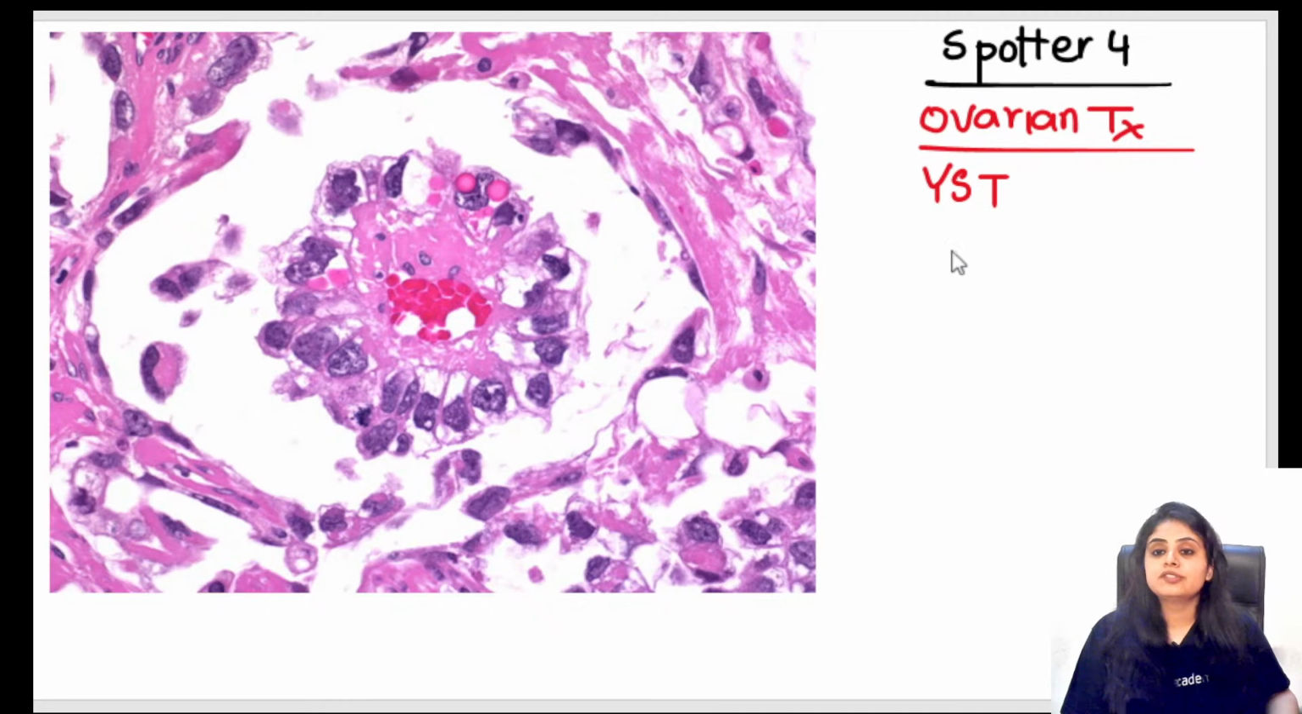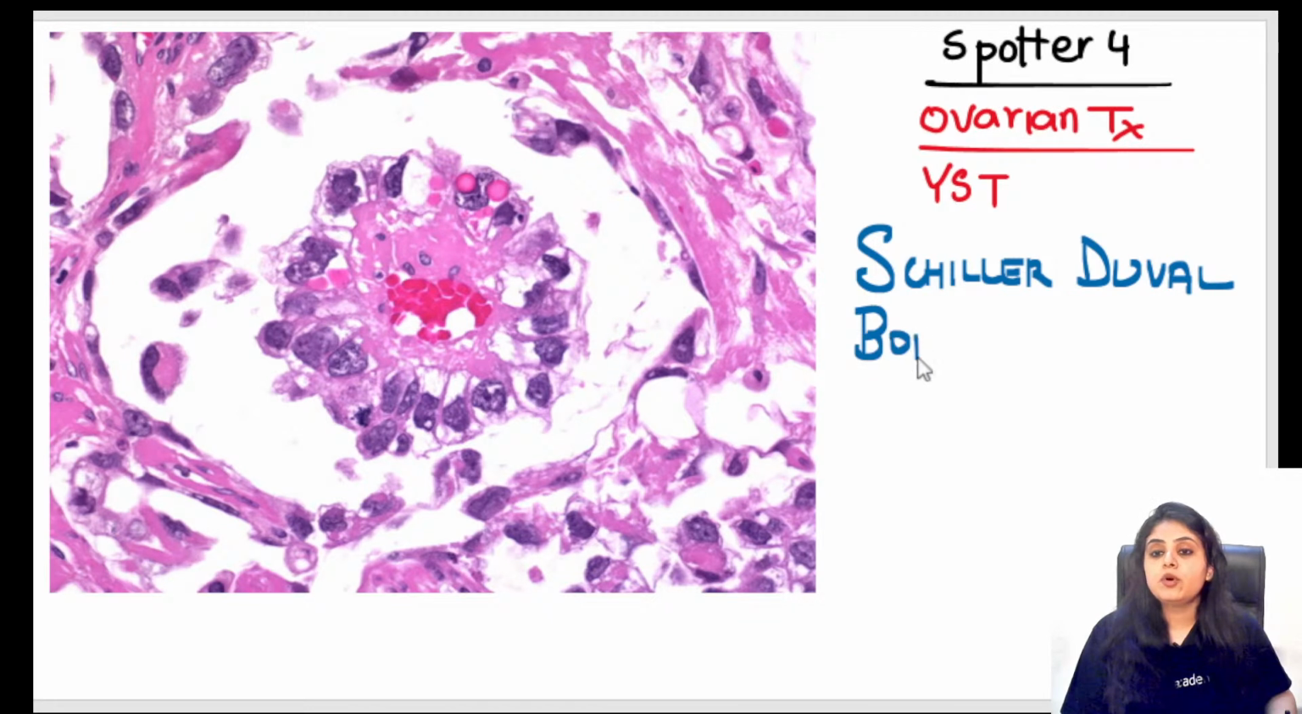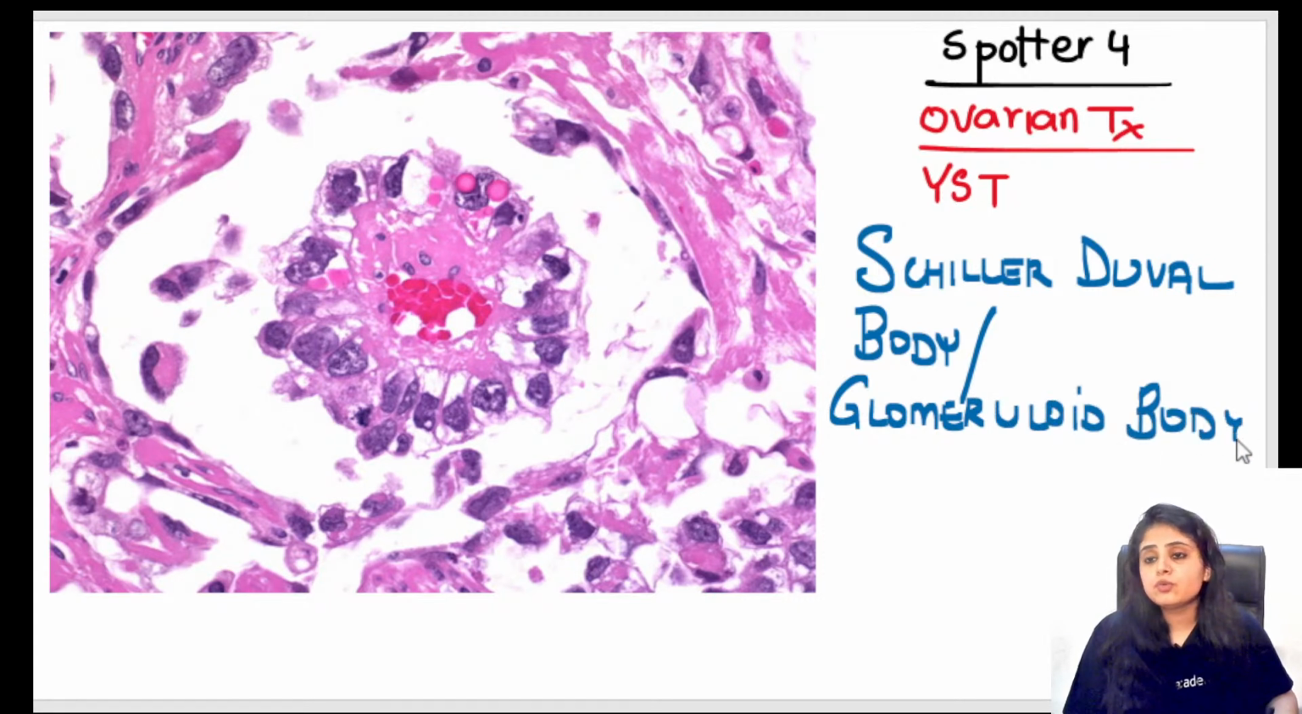Why do I call it yolk sac tumor? Because this entire appearance that I'm seeing over here is known as a Schiller-Duval body. What's the other name, guys? What's the other name of a Schiller-Duval body? It is also known as a glomeruloid body. These are the two names that have been given to it. Either of the two will be there in the paper. So everyone please learn it up.